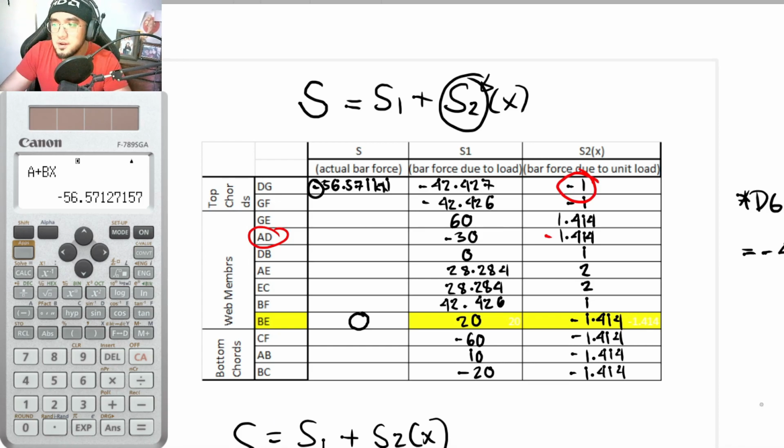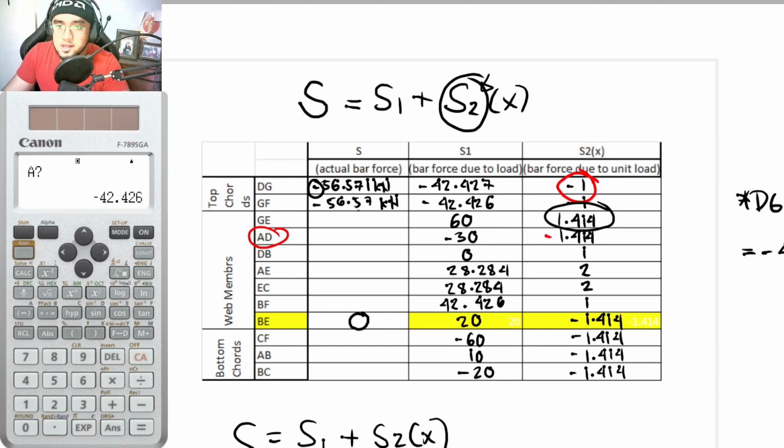And all of the positive answers would be for tension. So for the second row, or for GF, I will be pressing calc once again. So this is now equal to negative 42.426 and negative 1. Same answer, 56.5702. So negative 56.57 kilonewtons.